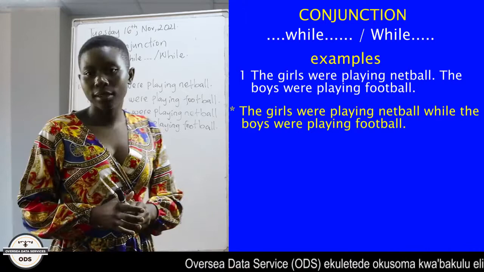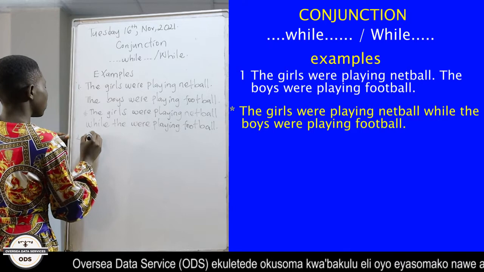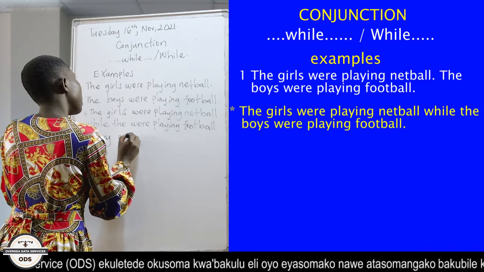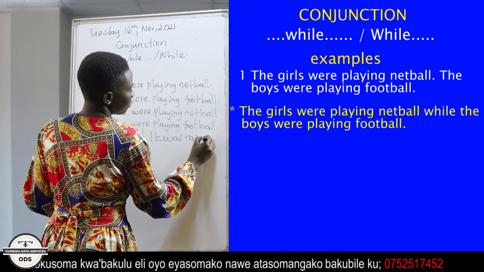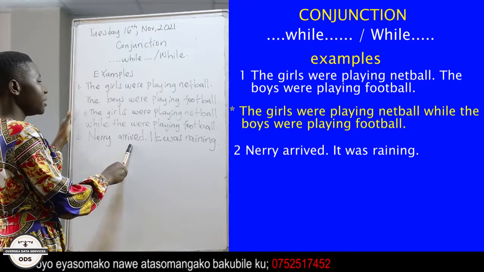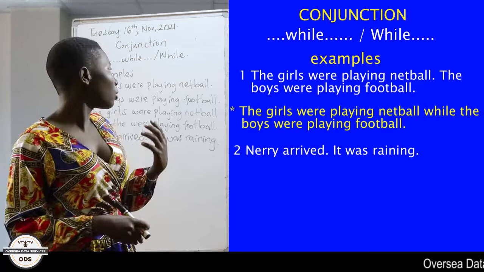Let us look at another example. Our second example: Neri arrived. It was raining. We are seeing here there are two actions taking place: arriving and raining. So we are going to use "while" in the middle, and we see how our sentence will be.